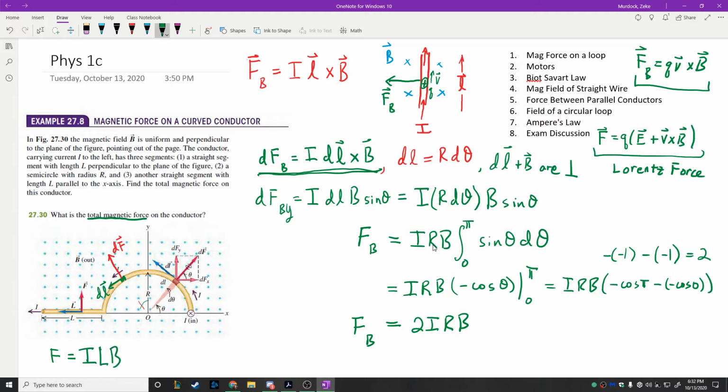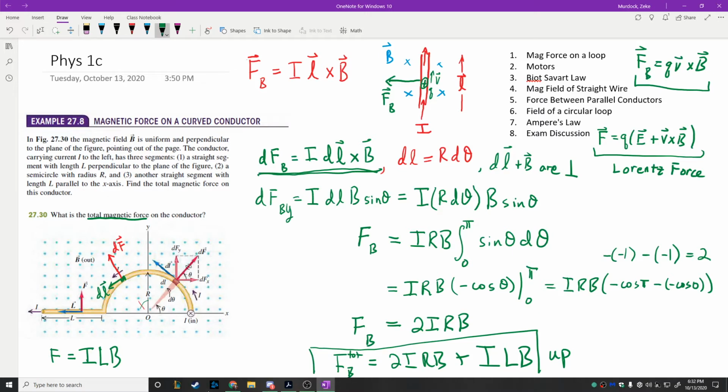So our net force, or the total force, would be 2IRB for the curved portion plus just I times L times B for the other portion. That would be our total force, and it would be up.